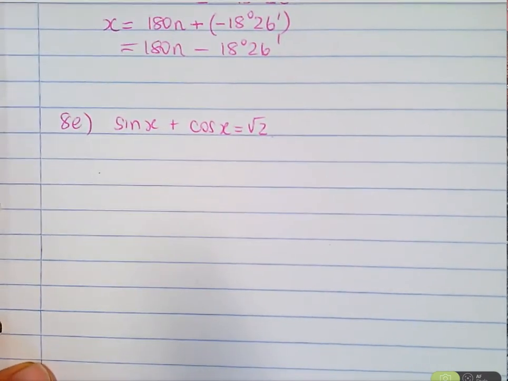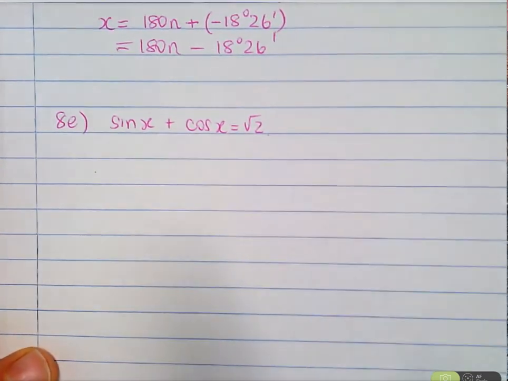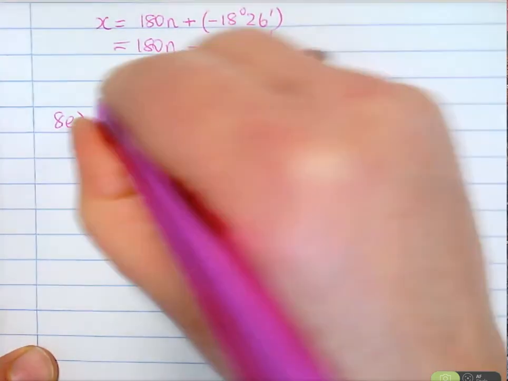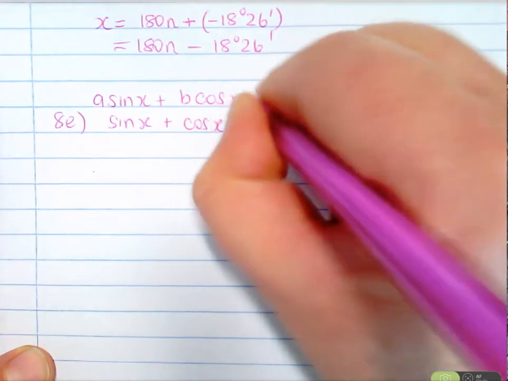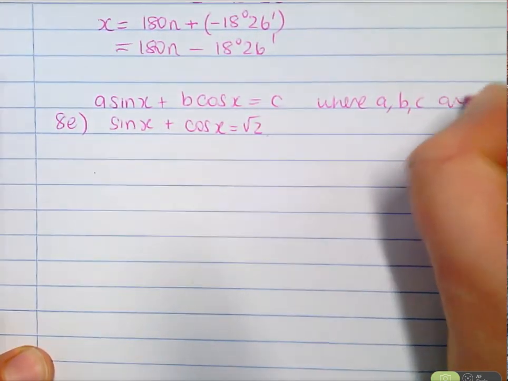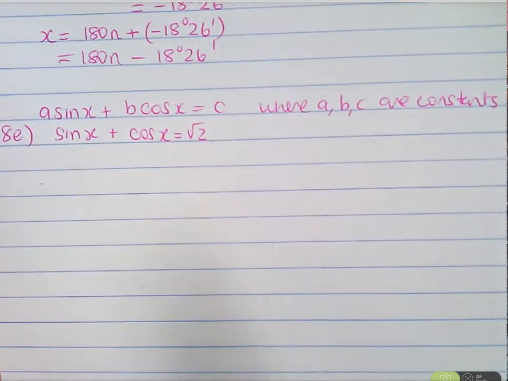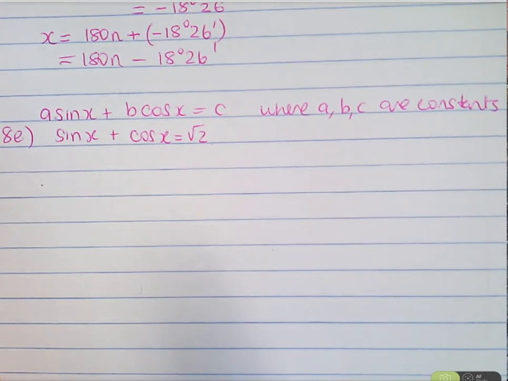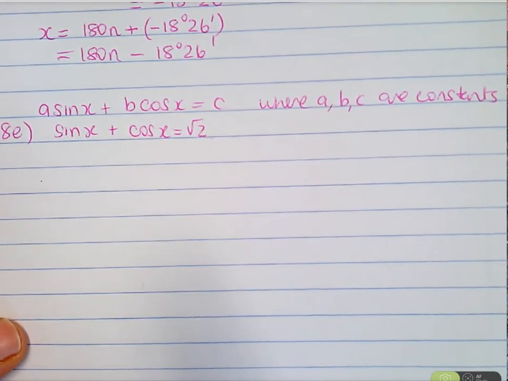auxiliary angle method. You can't put the cos on the other side and divide by cos. Do you remember how to do it? Whenever you see something of the format a sine x plus b cos x equals c, where a, b and c are constants, you have to either use the T formula or the auxiliary angle method. The T formula one is like 2t on 1 minus t squared. Auxiliary angle one?